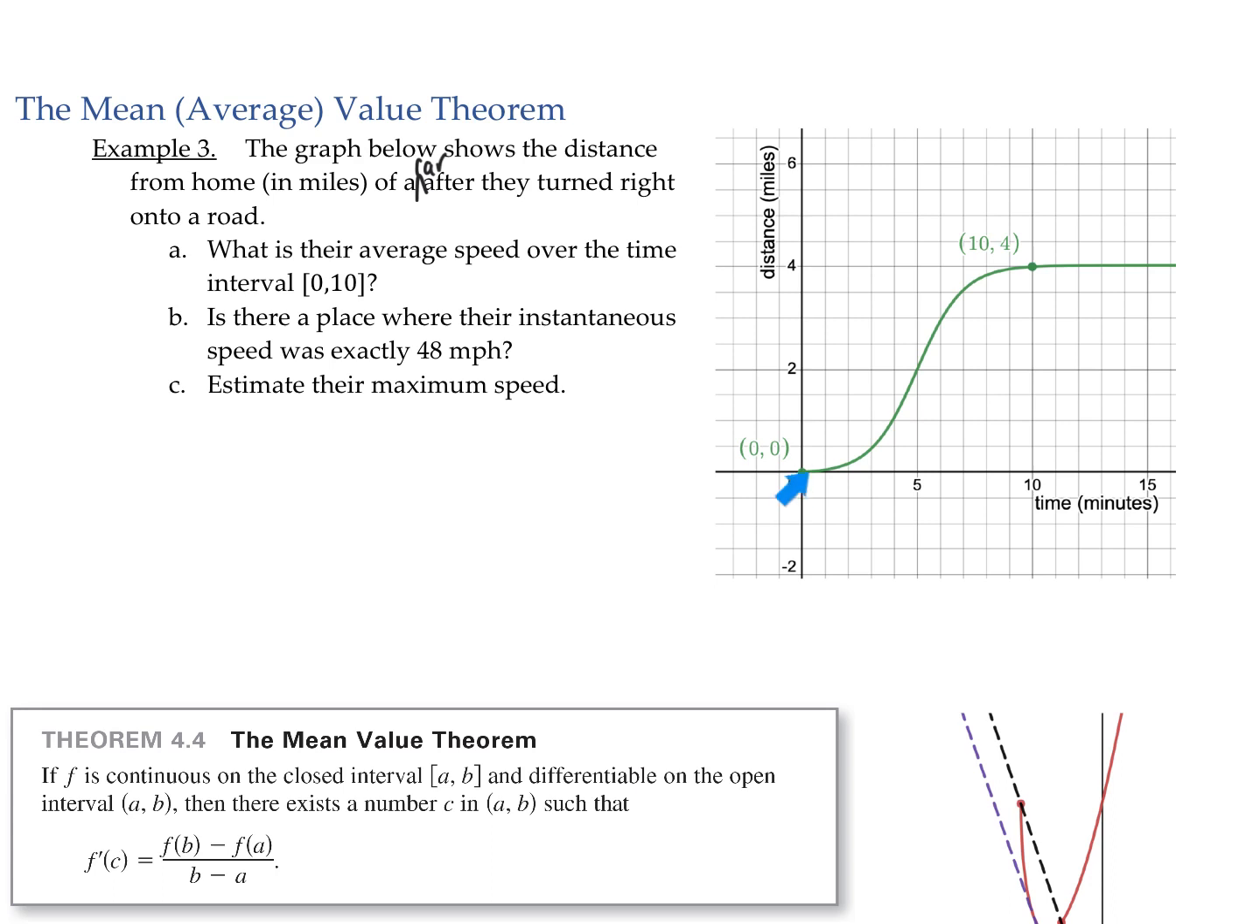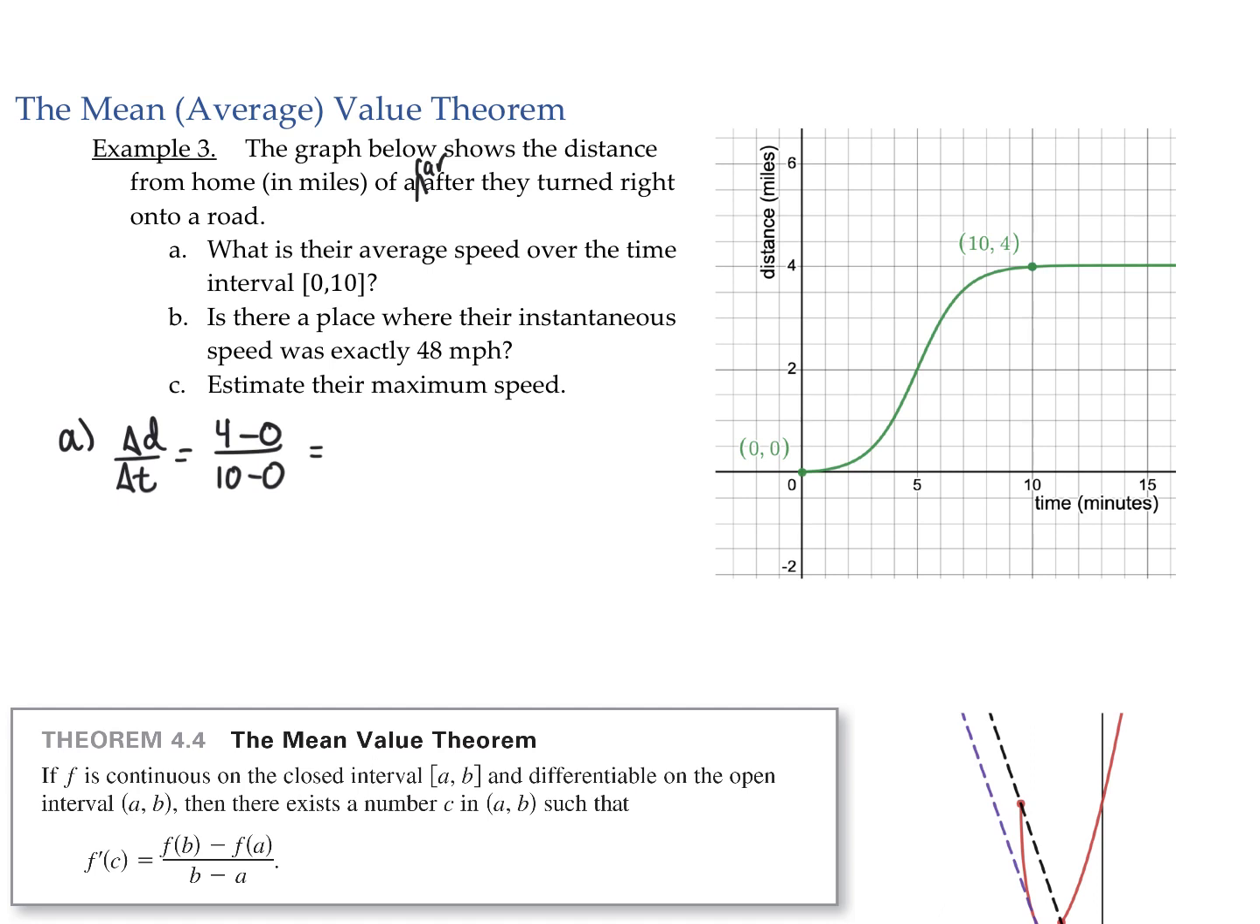So the first question, what is their average speed over the time interval 0 to 10? We can see that we have 0, 0. So at time 0, they were at home, and then 10, 4. So 10 minutes later, they were 4 miles down the road. So part A, we're just trying to find their average speed. So we do the change in distance divided by the change in time. Our distance ends at 4, so 4 minus 0 over 10 minus 0, but we need units on that.